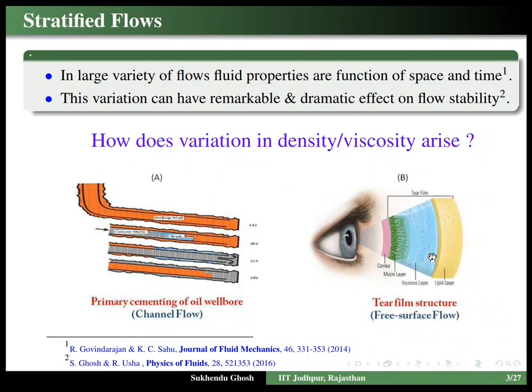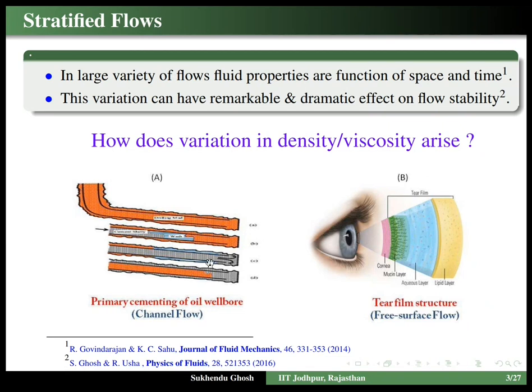And due to that change in fluid properties, there will be a huge change in the dynamics of the flow system as well as instability behavior. And that's why we can tell that this stratification process has a remarkable effect on your flow instability. Okay. So our interest is actually in two types of stratification, either density stratification or viscosity stratification. So in this talk, I am going to discuss viscosity stratification.